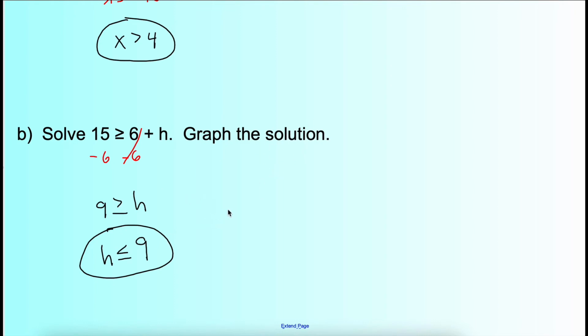So either way, the graph is going to be a closed circle on 9, and everything that is less than 9 makes h true. So 8, 7, negative 20, doesn't matter. Anything less than or equal to 9 will work.